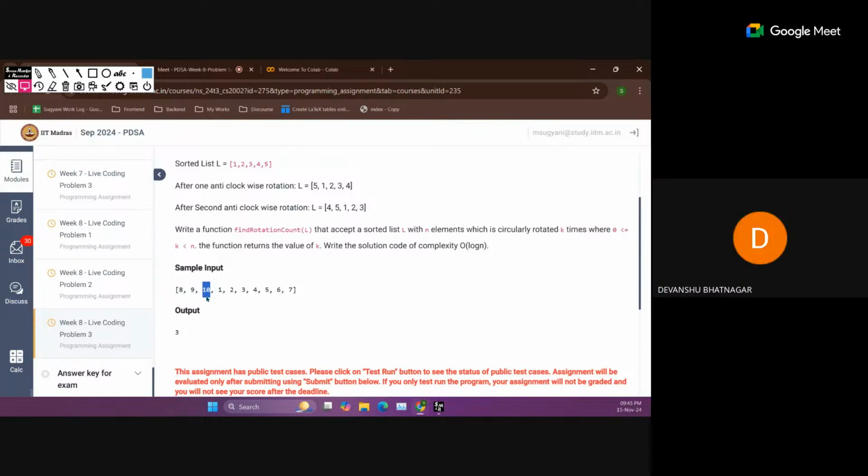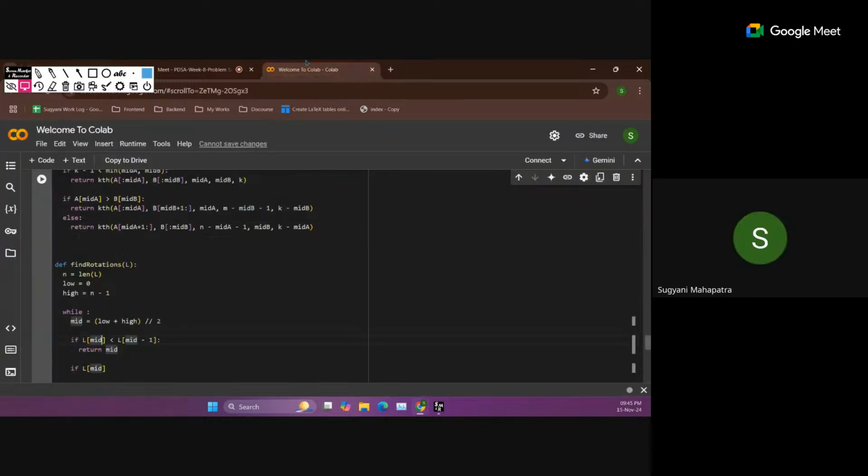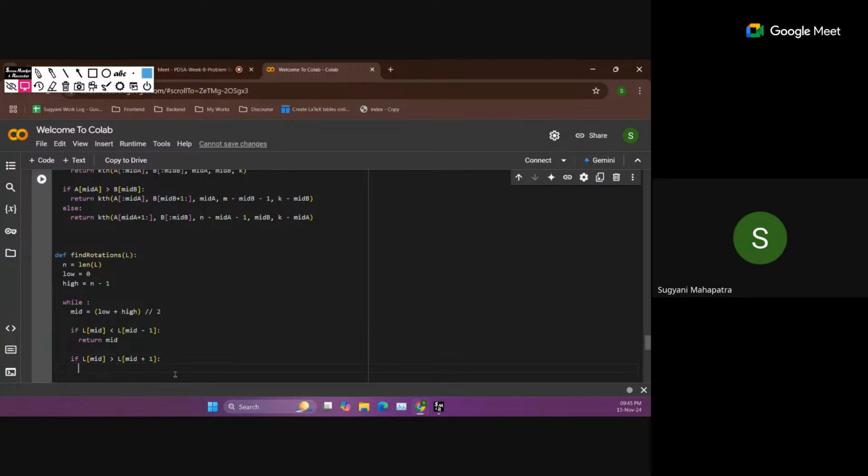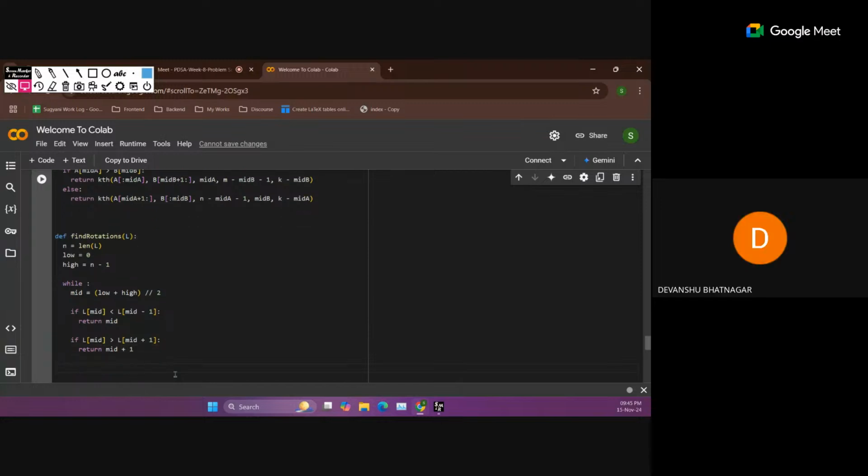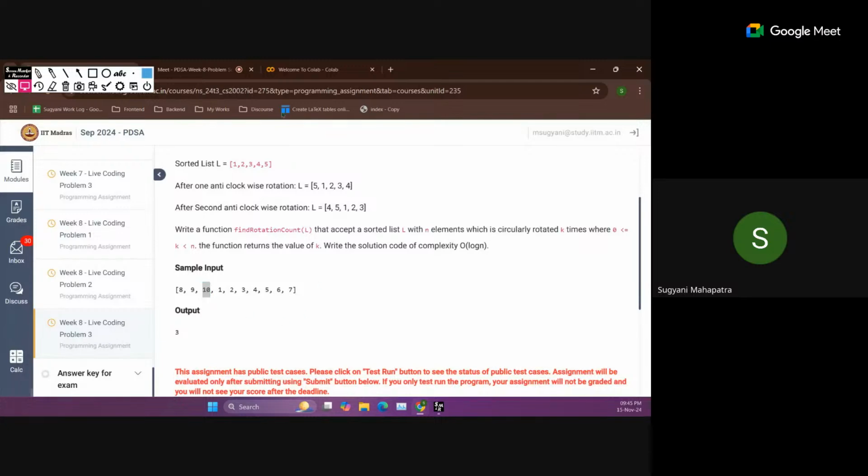Then we check after the middle element. I mean, we increase the lower to mid plus 1. Actually, if such a scenario happens, if this is less than this, then we can just return mid plus 1, right? If L of middle is greater than L of middle plus 1, then we can just return mid plus 1. Yes. The next scenario is what?